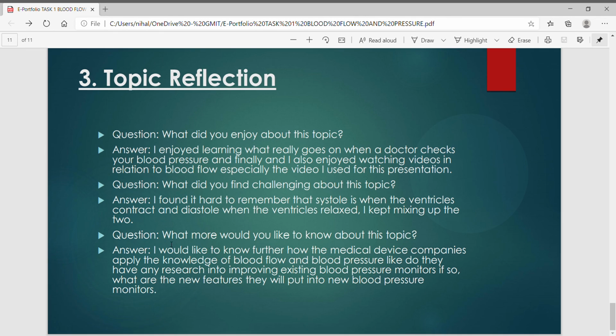And finally, question 3 says, what more would you like to know about this topic? I said, I would like to know further how the medical device companies apply the knowledge of blood flow and blood pressure. What I mean is, do they have any research into improving existing blood pressure monitors? And if so, what are the new features that they will put into new blood pressure monitors?